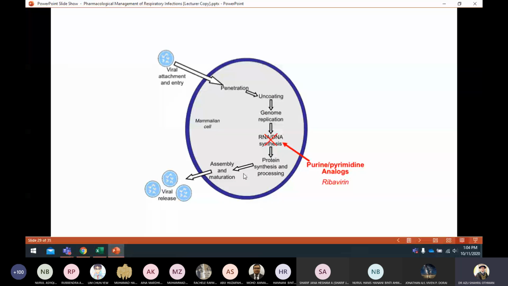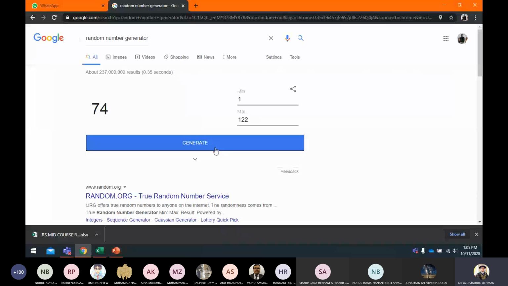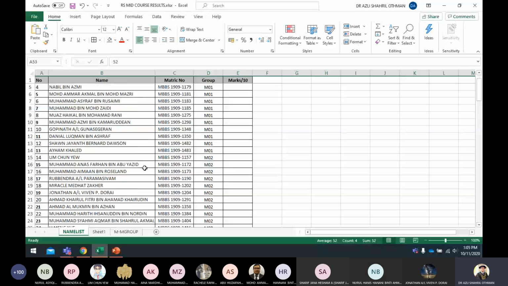Okay, moving on, and our last question for today. Last question we pick using the random number generator. So who's the lucky last person? It's a boy. It's a guy. Number 21. 21 is Ahmad Al-Mu'min. Are you there?